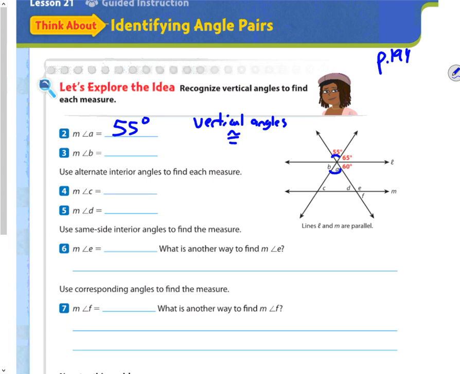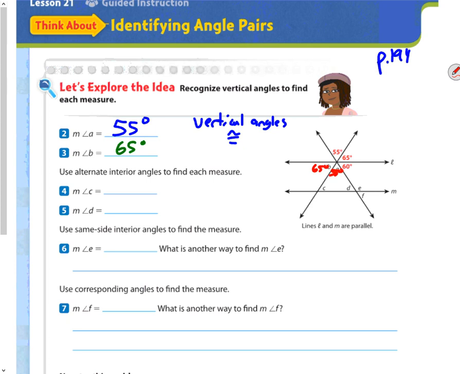Okay, so then let's find the measure of angle B. How can you find the measure of angle B? Well, that's 65 degrees, because it is across from the 65 degree angle here, and those are vertical angles, which are congruent. So based off of that information, we now have the measure of angle A, which is 55 degrees, and the measure of angle B, which is 65 degrees. Probably would be nice if it wasn't so thick of numbers.